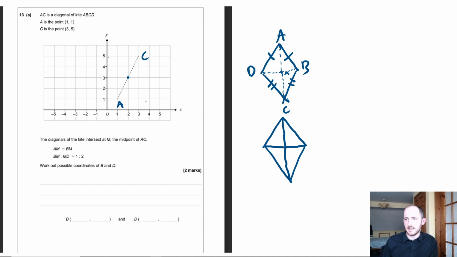So that's AC. So then B would be somewhere over here. So this is what our kite looks like. So it's actually more like a diamond shape, right? Or more like a rhombus. Okay, this makes a bit more sense. BM. So if I say that this is B, work out the possible coordinates of it.